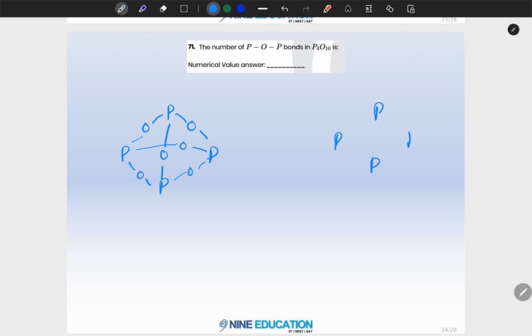Normally in case of P4 there are 6 P-P bonds. So in order to form this compound P4O10, I need to insert oxygen in each of the P-P bonds. So done. How many oxygens are present in this compound? That is actually 6. In P4O10 we now have to place the double bonds as well. So this is the structure of P4O10. How many P-O-P bonds are present? Clearly we can see there are 6 P-O-P bonds. So that's why the correct answer is 6.